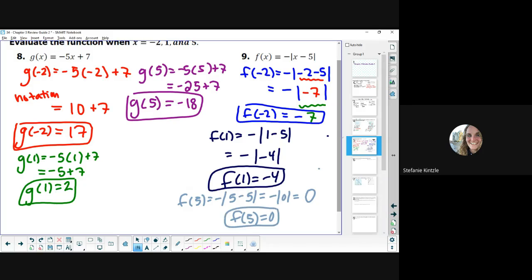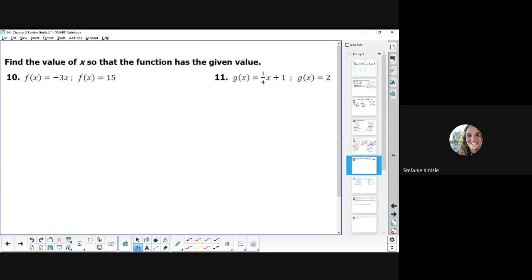Now, for all of these questions, they gave me x, I replaced x, and now I solved for y. But they can give you y, and you need to solve for x. So let's look at that one. Find the value of x so that the function has the given value. Now, if it says find the value of x, then you don't know what x is, right? You are trying to find x. So at the end, you better have x equals.